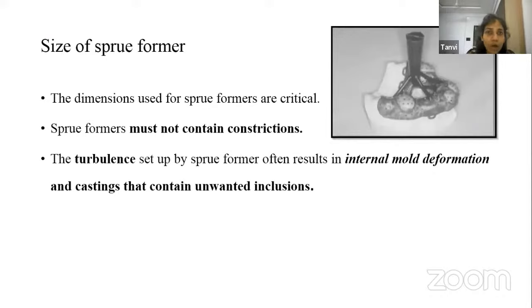They are available in various sizes. It can be a single sprue or a primary sprue with many accessory sprues attached to it. If it is a large framework, or the contacts are such that the molten metal should flow into a greater area, then we may need to add accessory sprues. Care should be taken that it must not contain any constriction, to allow easy flow of the metal. Also, the molten metal flowing into it should be without any turbulence, so we get a proper casting.